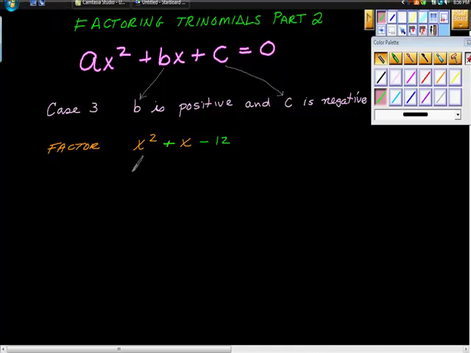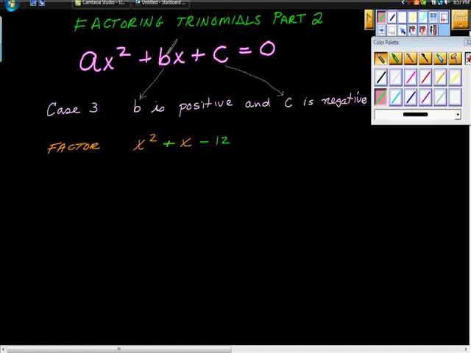Okie dokie. Factoring trinomials part 2. Again, starting with the idea that we have this form, ax squared plus bx plus c equals 0. Reminding you that a is the number in front of x squared. It's not x squared, it's not x, it's the number in front. And if you don't see a number, like this case right here, you assume the number is 1.